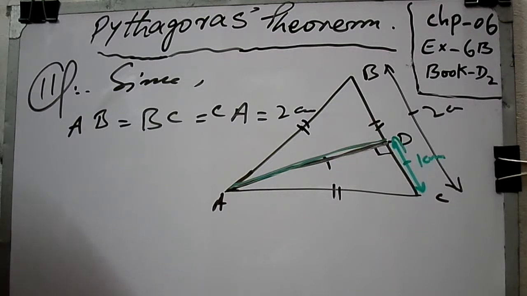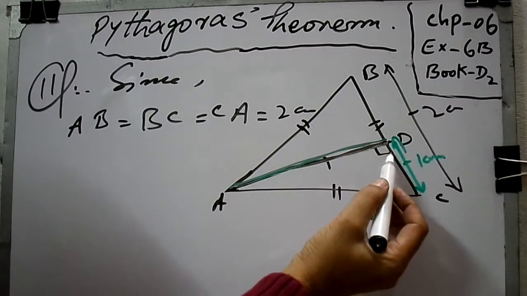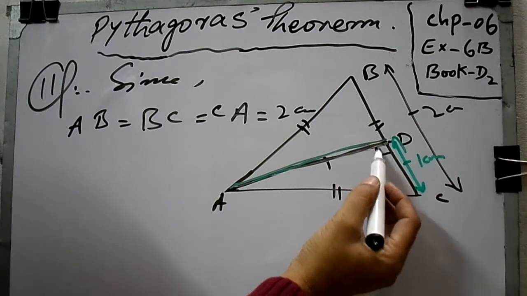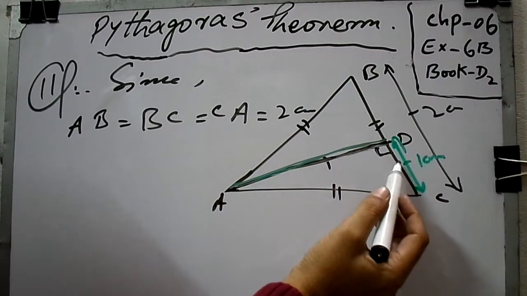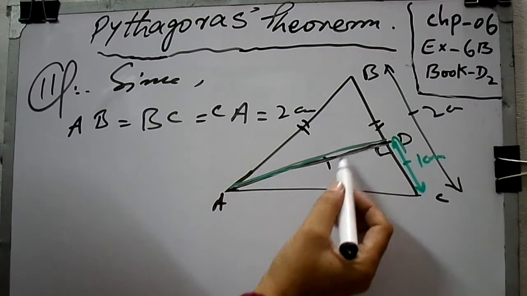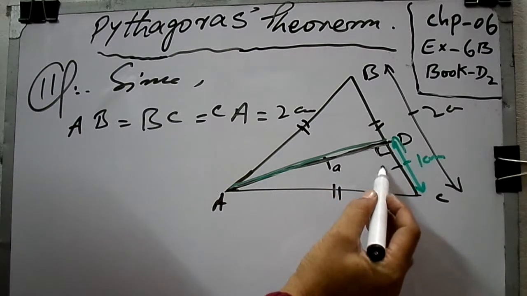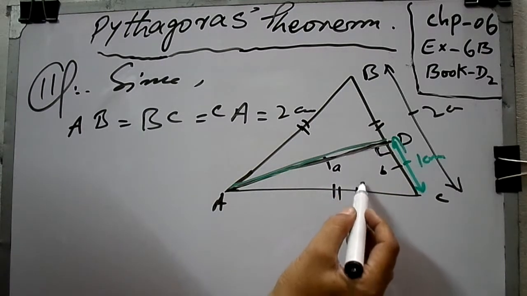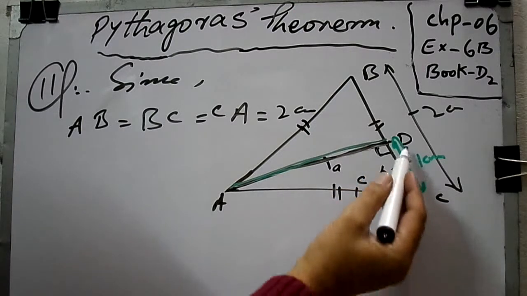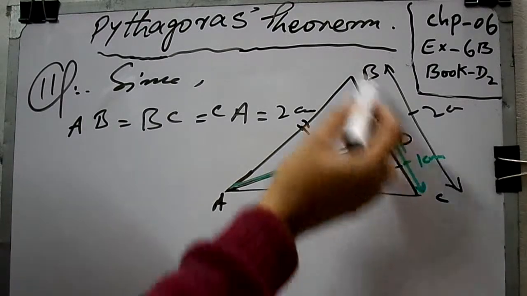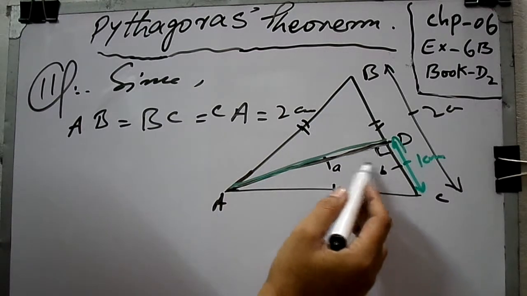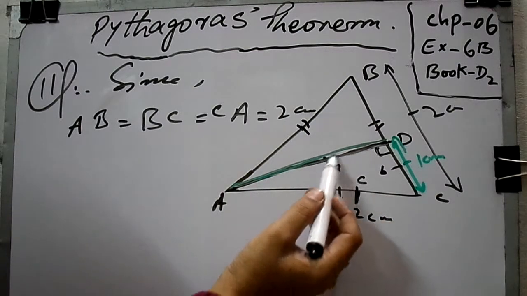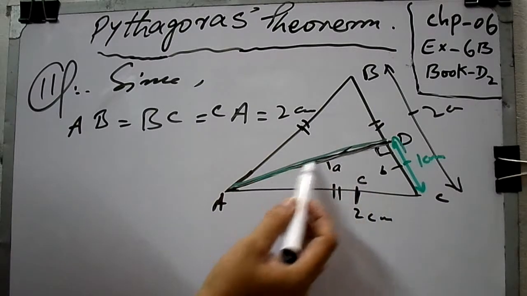So we have to find the length of this perpendicular. It should be noted that here is 90 degrees. Adjacent to the 90 is your base, and this is your altitude, and that is your hypotenuse C. So this is 1 centimeter, and C is equal to 2 centimeter, because all the sides are equal. So you have to find the value of this one, that is your altitude A.